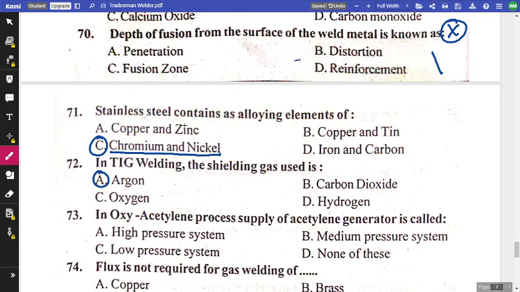In the oxyacetylene process, supply of acetylene generator is called high pressure system, medium pressure system, low pressure system, or none of these. Again, this question caused a lot of confusion, and this also got cancelled by the PSC.